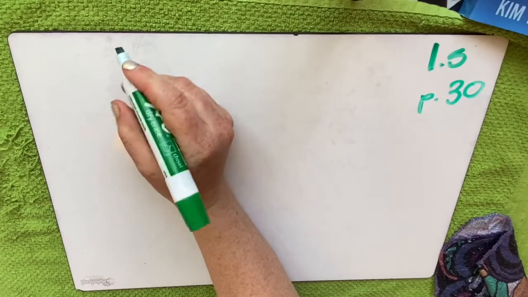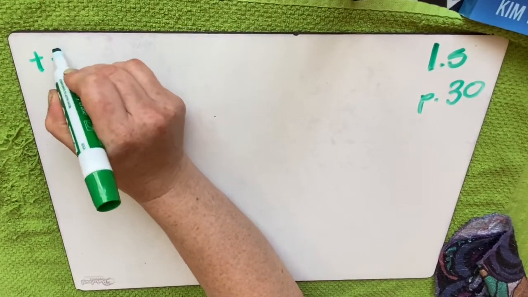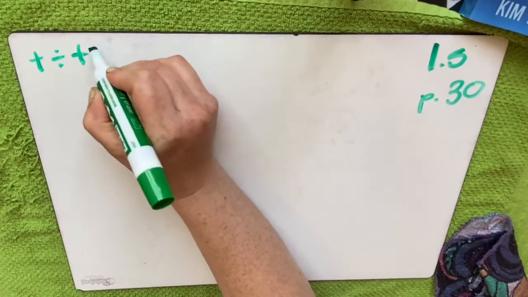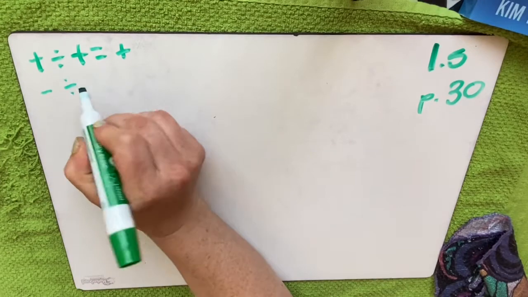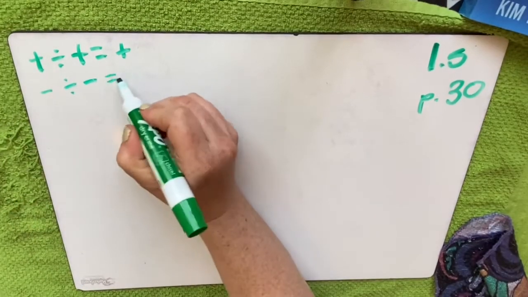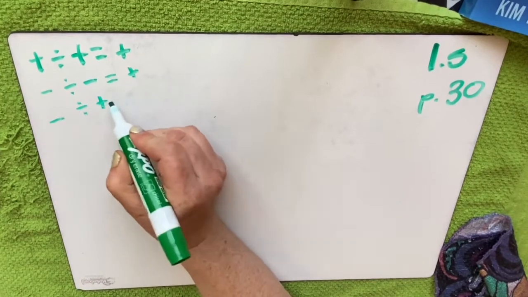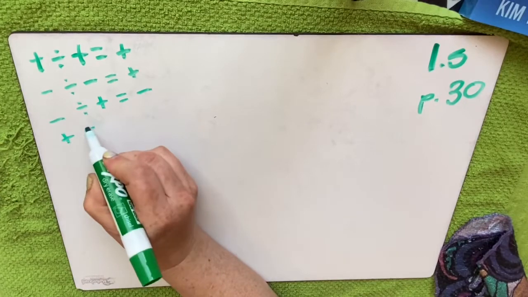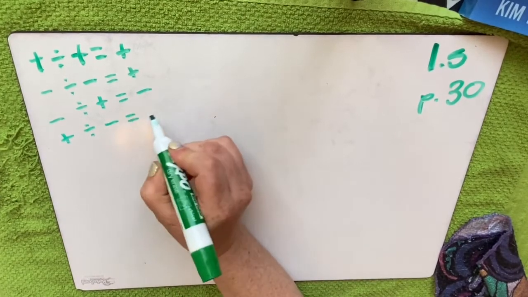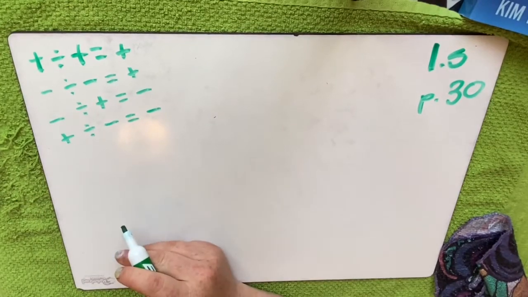Okay, so again, if you have a positive divided by a positive, that equals a positive. If you have a negative divided by a negative, the signs match, that equals a positive. If you have a negative divided by a positive, that equals a negative. If you have a positive divided by a negative, that equals a negative. If you want to write that at the top of your page, you can.